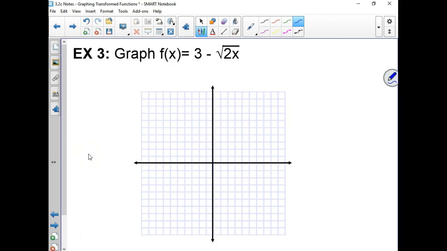Here's our next one. Okay, so for this one, we've got 3 minus the square root of 2x. This one is clearly a square root function. And let's see what has happened to the square root function. Let's see. Sarah, what's one thing that has happened to this function? Reflected over the x-axis.